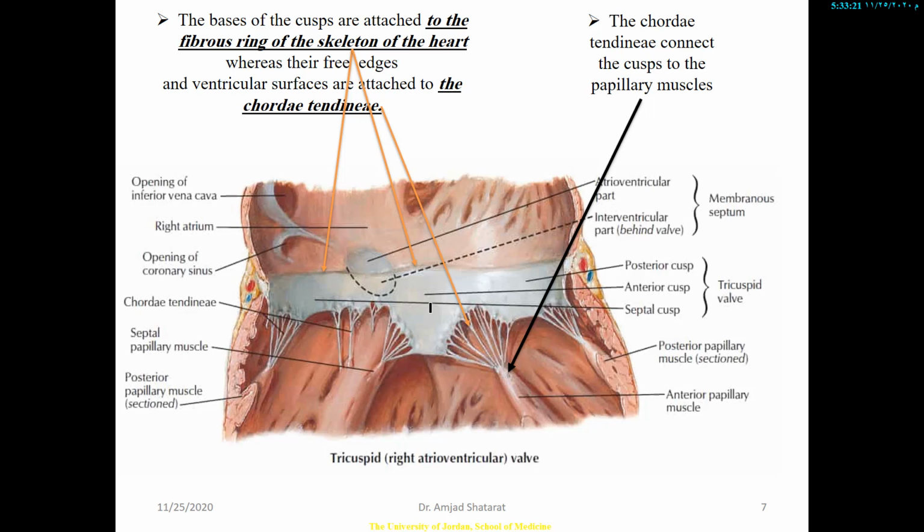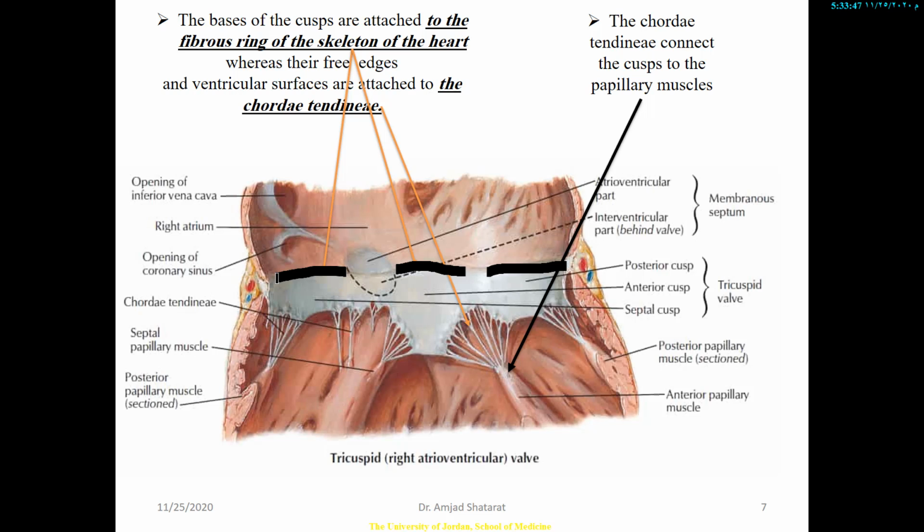More on the structure of the atrioventricular tricuspid valve. The bases of the cusps are attached to the fibrous ring. This is the base of this cusp, this is the base of this cusp, and this is the base of another one, attached to the fibrous ring of the skeleton of the heart.